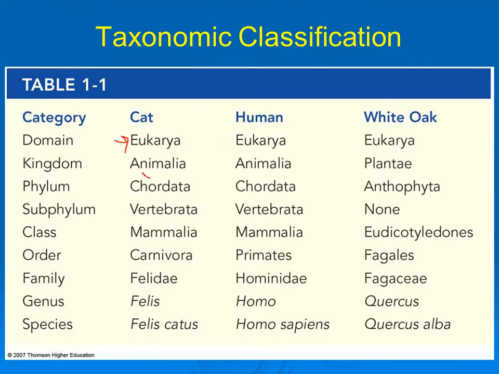Well, cats belong to the animal kingdom. Well, so do we. But what about white oak trees? They're plants, and so they're part of the plant kingdom. And then the next group, phylum. Well, phylum Chordata. That means we have backbones, chordates. And so that's listed here again. We have a particular type of spinal cord, and so we have similarities there. But white oak trees don't have that, and so they have another category. And then it goes down and down and down.